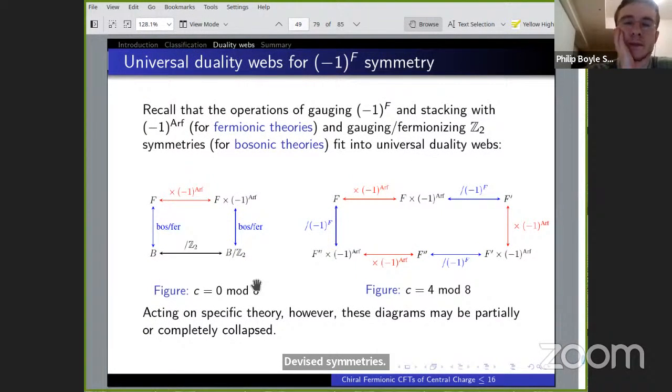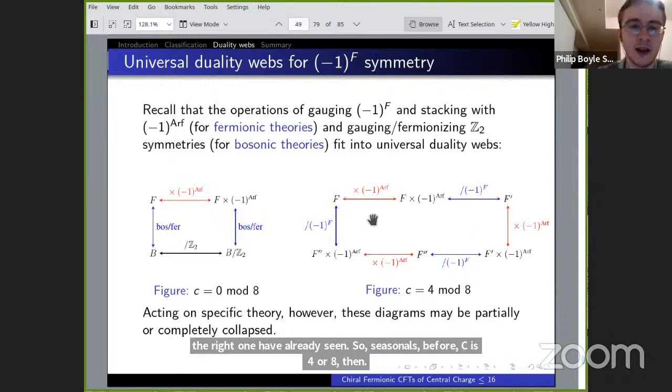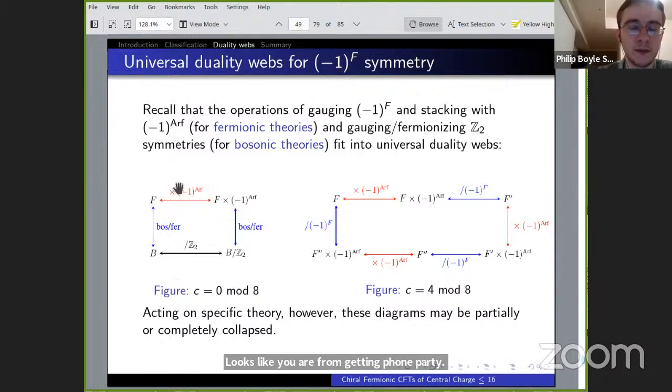So let's just recall that the operations of gauging fermion parity and stacking with ARF for fermionic theories, and correspondingly of gauging and fermionizing Z2 symmetries for bosonic theories, as we've seen, fit into universal duality webs. The right one we've already seen. If c is 4 mod 8, then stacking with ARF and gauging fermion parity takes you around these.